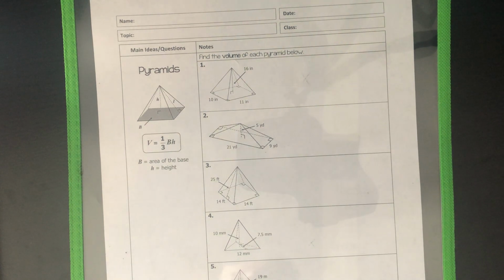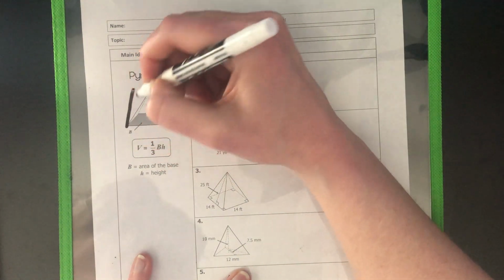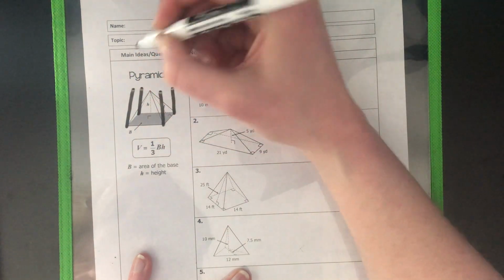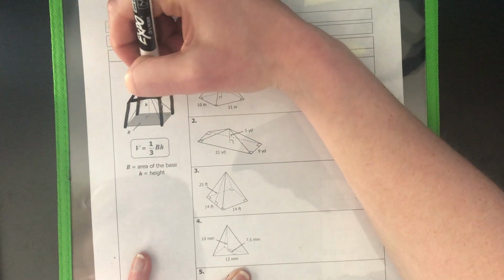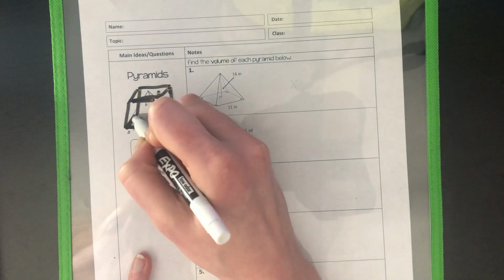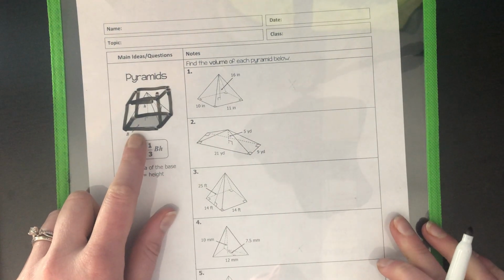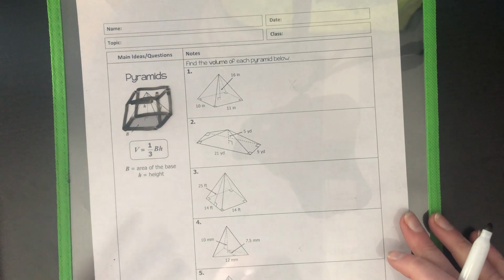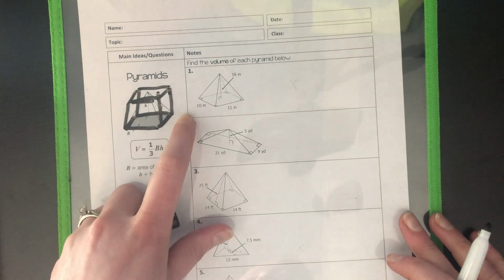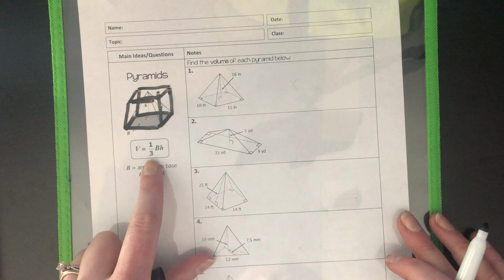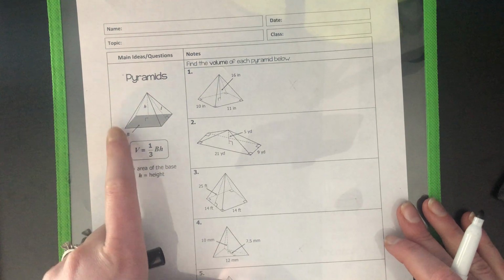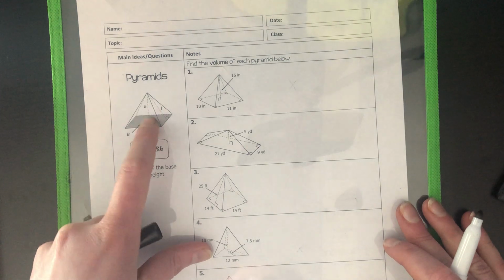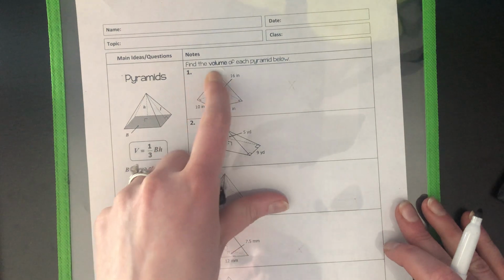So, if we look at pyramids, notice that if I were to do this, watch what I do. I know I'm not the best artist, but notice that this makes what? What does that make? It's a rectangular prism. We're not for sure if it's a square, so we'll say it's a rectangular prism. And it would be length times width times height. Well, if I take 1/3 of that, I get a pyramid. If I take 1/3 of length times width times height, I get a pyramid. Okay? So, find the volume of each pyramid below.